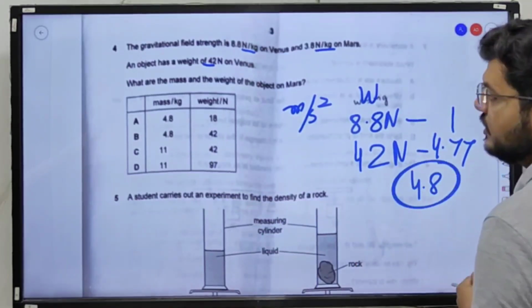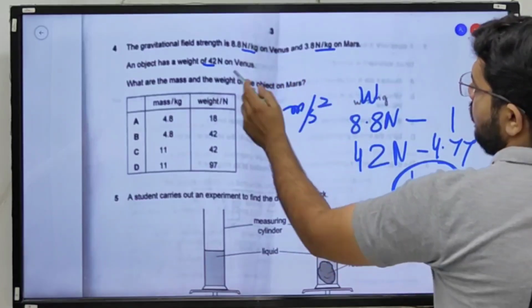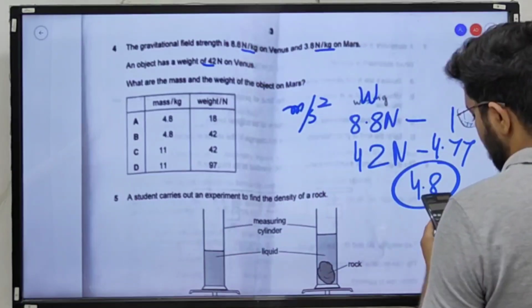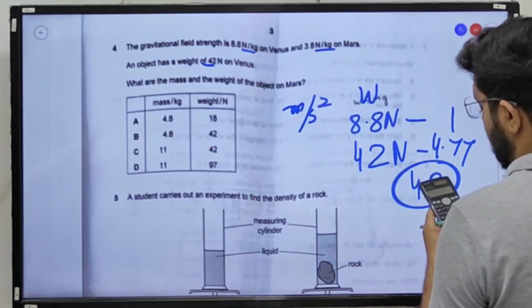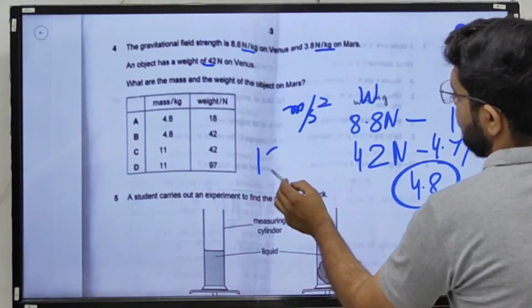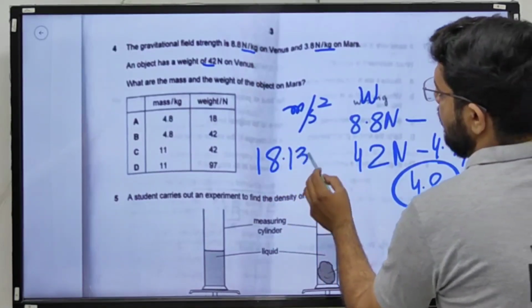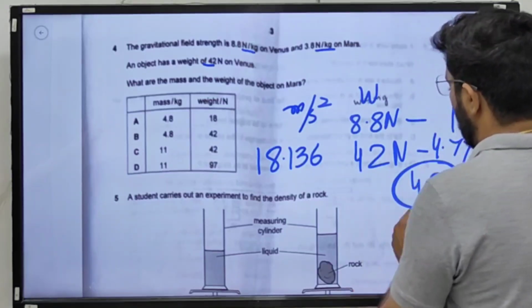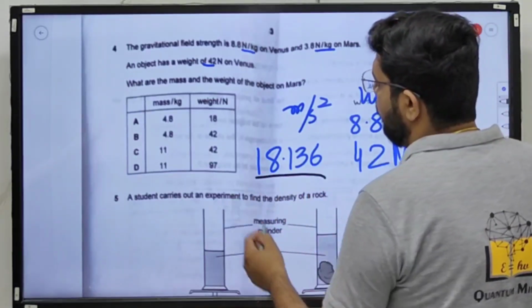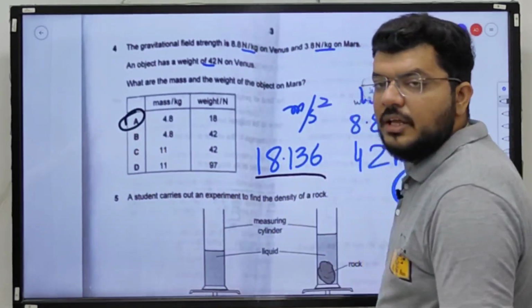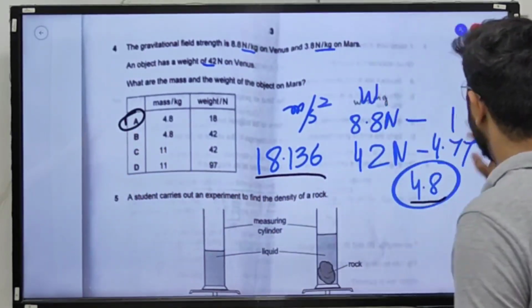the mass. Let's find out what is the weight. The mass 4.77 multiplied by the gravitational acceleration, so I'll take 3.8, which gives me 18.136. This means that my answer is 4.8 for the mass and 18.136 for the weight. So rounding off, option A is the correct answer.